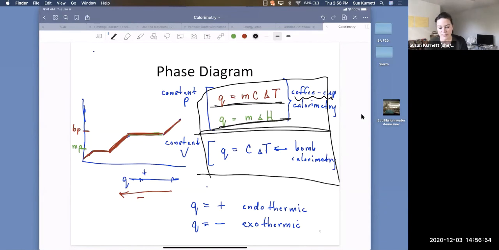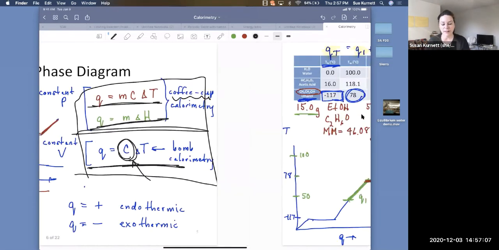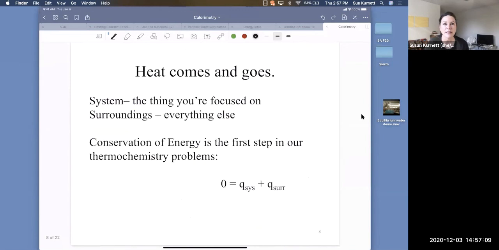For the third kind, which is bomb calorimetry, everything is included in the calorimeter constant for the bomb calorimeter, and you're just multiplying it by the temperature change. So we're going to start with coffee cup because that's what we're doing mostly. Heat comes and heat goes.